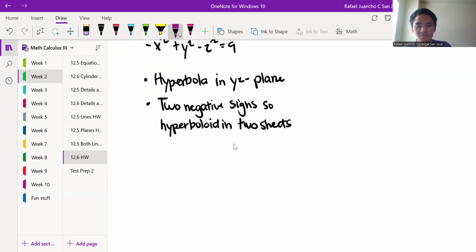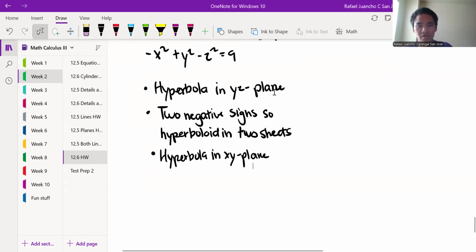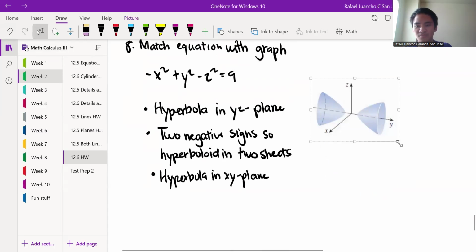If we take out the z, it's a hyperbola in the xy plane. And so how would that look like? There's only two sheets here, hyperboloid in two sheets. So I'm just gonna copy that and paste it here. And I can at least show where the hyperbola is in each plane, where the traces are. At least that I can show.